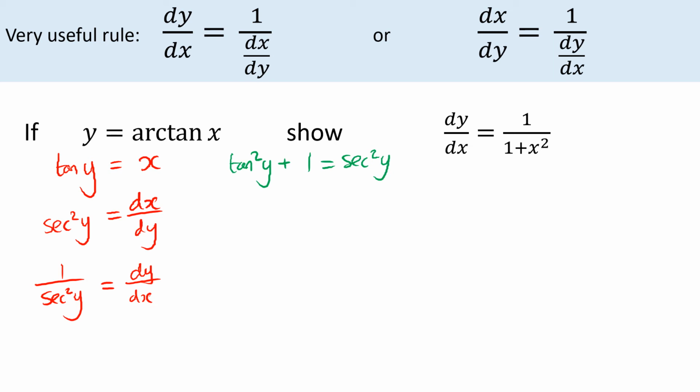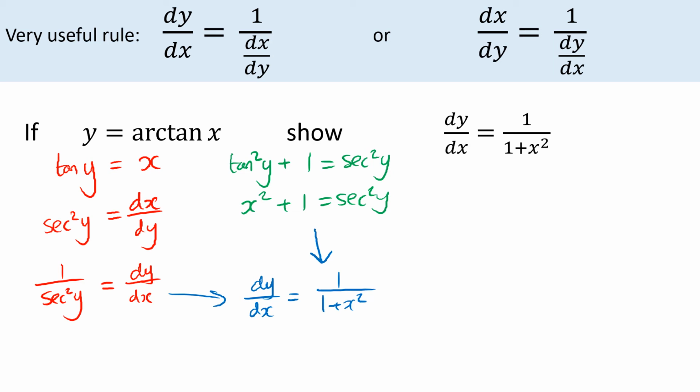Well, tan y is x, we just took that, so we can swap out the tan squared y for an x squared. So x squared plus 1 is equal to sec squared y, and would you know it, that's exactly what we want. We can combine these two things together and say dy/dx is equal to 1 over, let's change the order, 1 plus x squared.